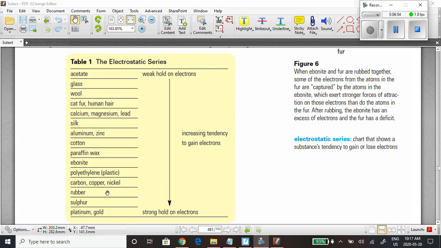So simply put, if you were to rub rubber on fur, the fur has a weaker hold on electrons, and it would give its electrons to the rubber, which has a stronger attraction for electrons. Now, this is not a complete list. This is just a representation of a few very common materials, but that's where you would look.